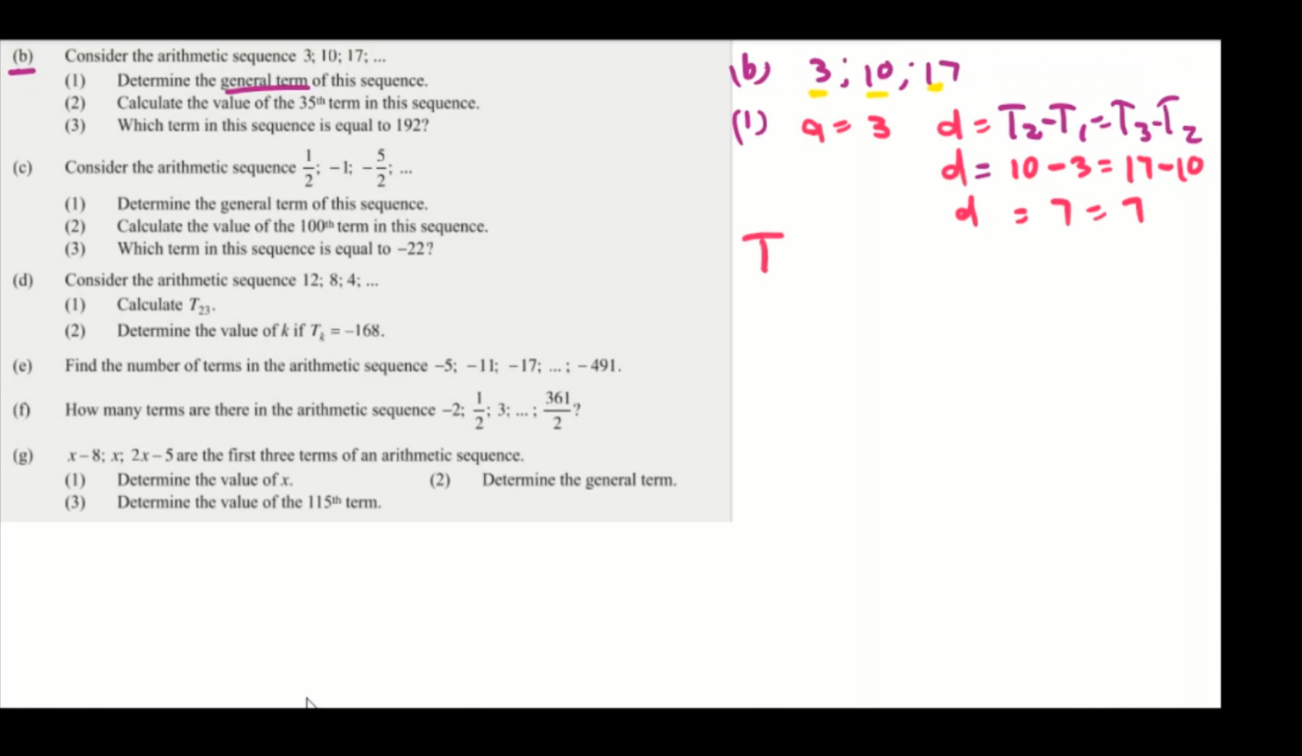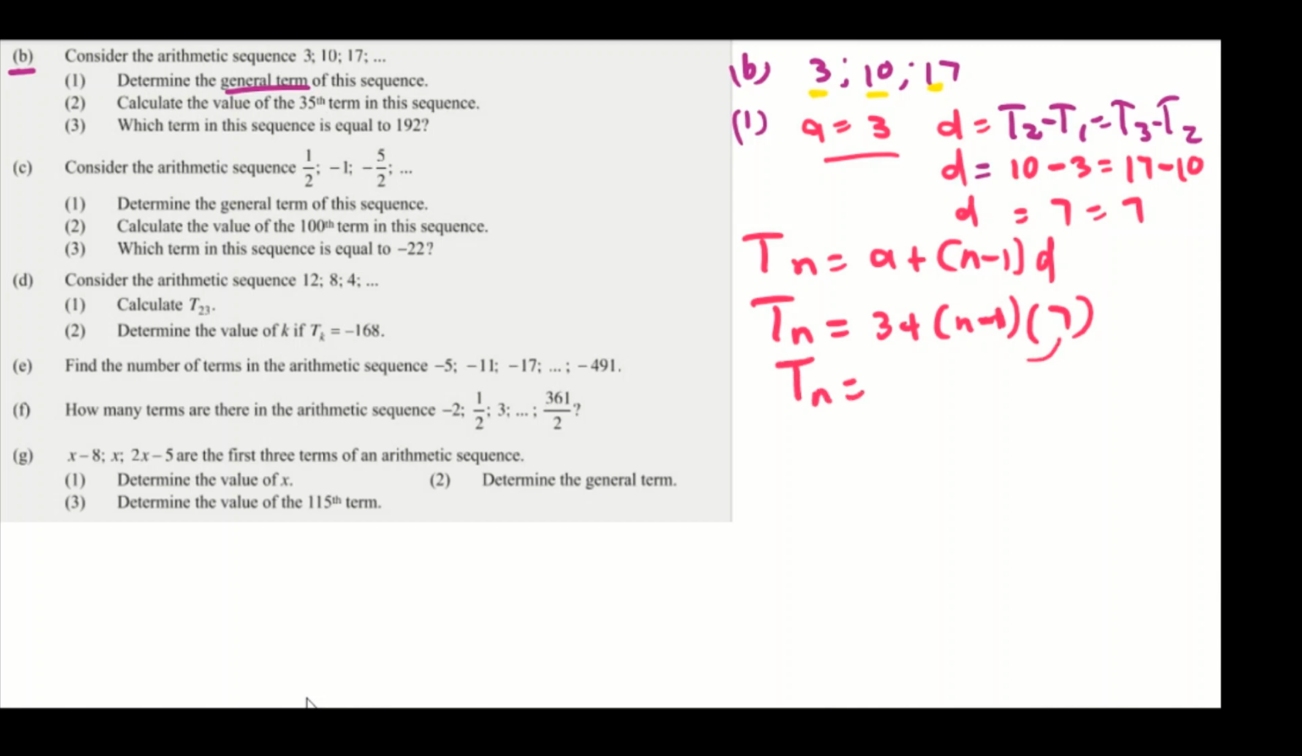So therefore our general term is T subscript n is equal to A plus (n minus 1) multiplied by D. So T subscript n is equal to our A value, which is 3, plus (n minus 1) multiplied by our D, which is 7, right? So T subscript n is equal to 7 and multiply everything that is inside. It's going to be 7n minus 7 plus 3, right? And then T subscript n is equal to 7n minus 4, right? So this is going to be our general term for this problem here.